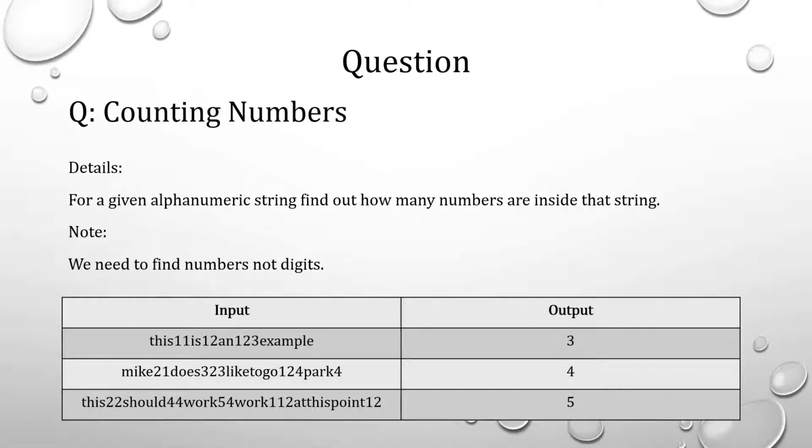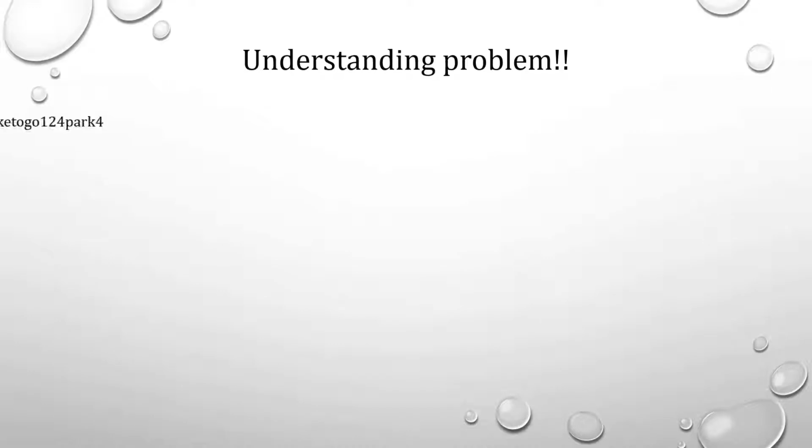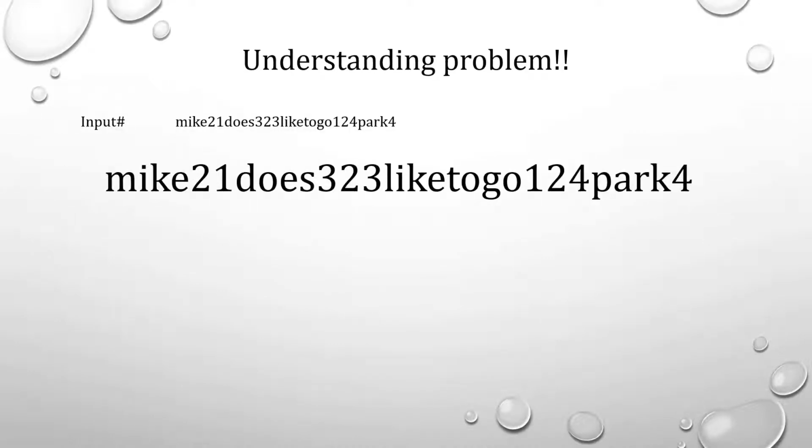And that's the input and output of the program. If we are given a text like this, which is alphanumeric, the output should be 3, so the total number of numbers there is 3, and so on. Let's try to understand what the problem is. So if that's our input, and let's enlarge that, and Mike does like to go to power. Okay, that's not the right grammar. Let's work with it anyway.